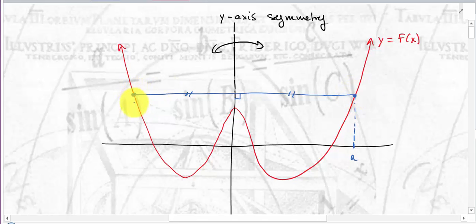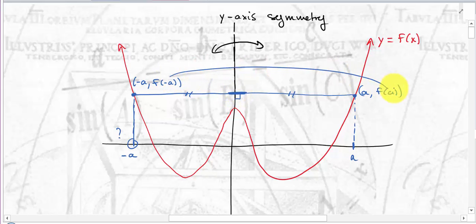Now, if it's the same distance, then what is the coordinate of this point? This point should be negative a. So what happens at a and at the opposite of a? Well, the output right here, this point is the opposite of a, and it's f of the opposite of a. Well, this point is a, f of a. I'm on the graph. What happens to both outputs? They are equal to each other.